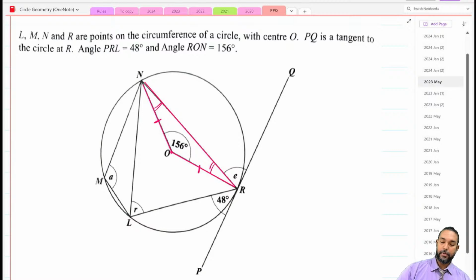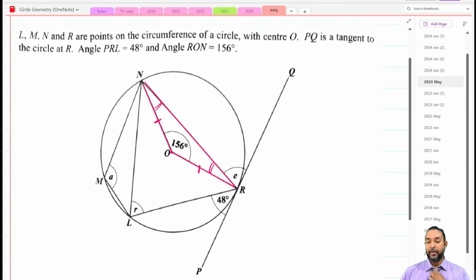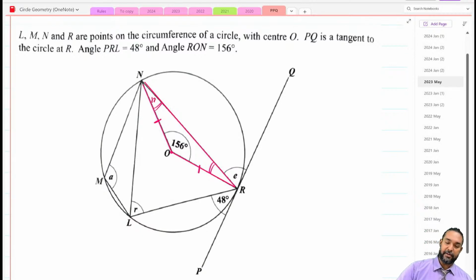How? Subtract 156 from 180 and then divide by 2, because the angles in a triangle add up to 180 and the base angles of an isosceles triangle are equal. So that's very quickly: 156 from 180 is 24, and 24 divided by 2 is 12. That's correct. Very good.